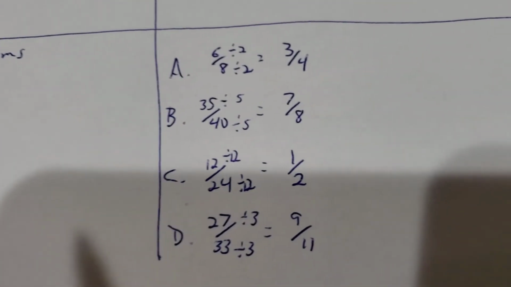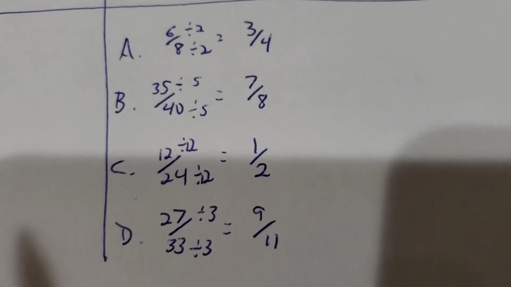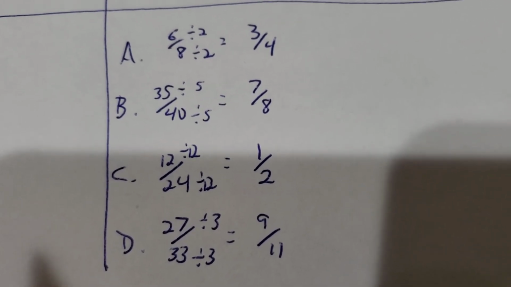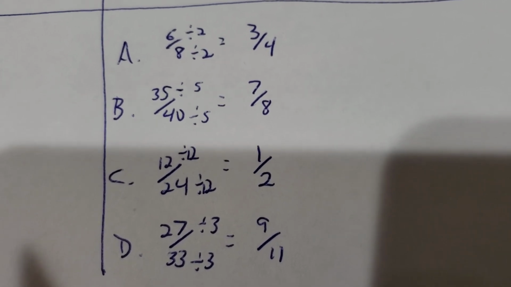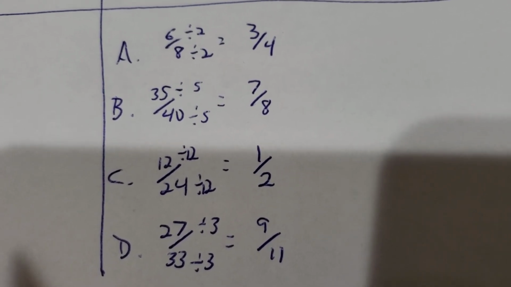All right. A, lowest terms is 3/4. B, lowest terms is 7/8. C, lowest terms is 1/2. And D, lowest terms is 9/11.